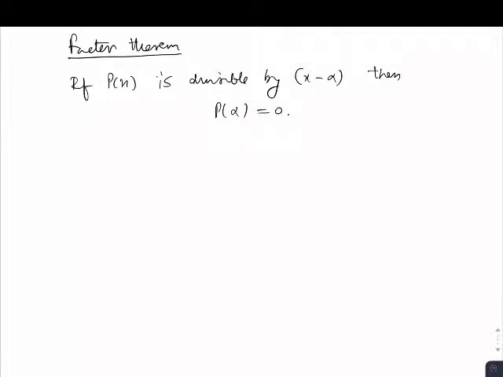From remainder theorem we know that whenever p of x is divided by x minus alpha, the remainder is p of alpha, correct? But if it is divisible, that means x minus alpha completely divides p of x, then the remainder has to be 0. This is exactly what we say as factor theorem. That is, whenever p of alpha is 0, we can say x minus alpha is a factor of p of x.